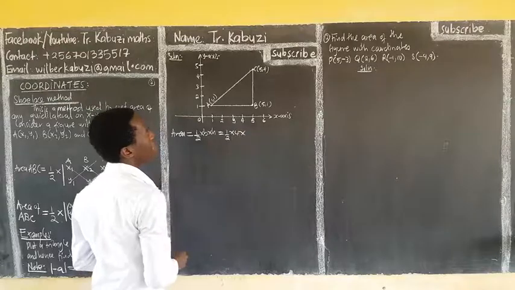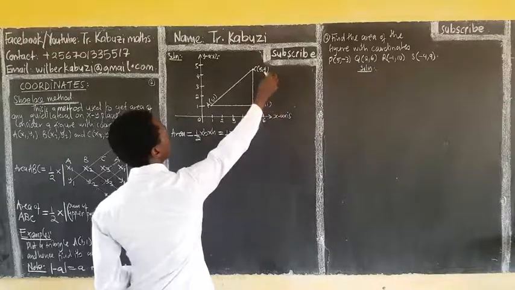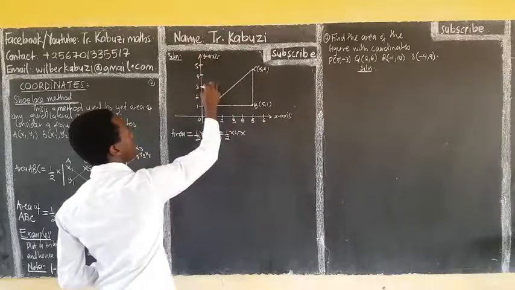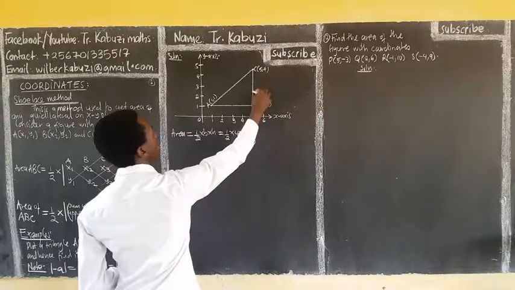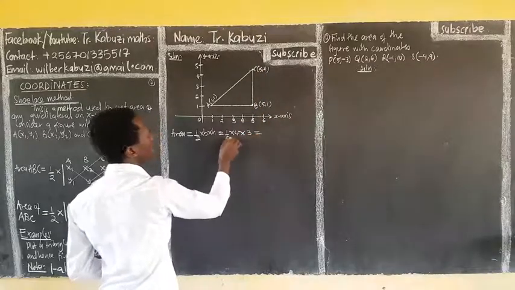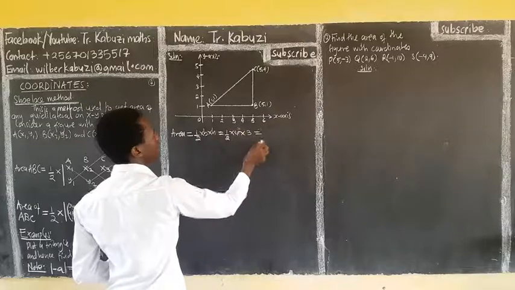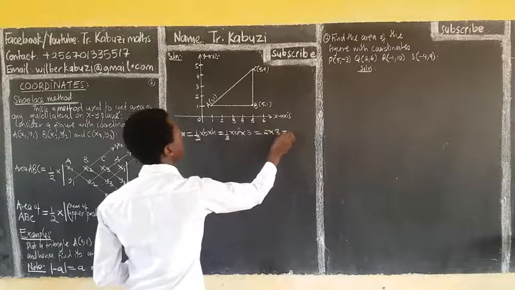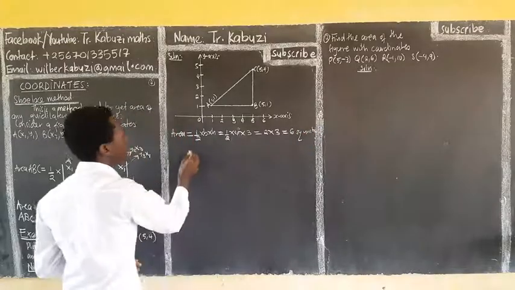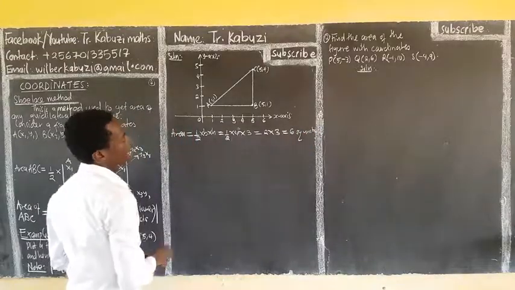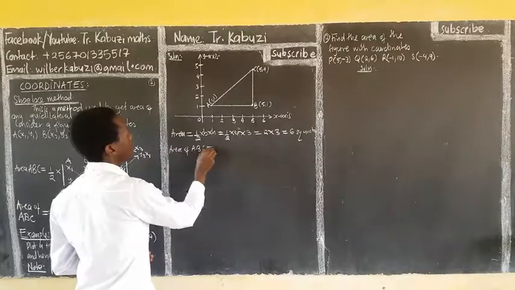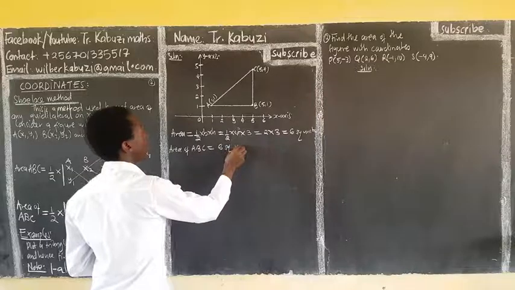Then times our height. Our height is from 1 to 4. We use the y now because it's going in the y. So 1, 2, 3. Or you count this side: 1, 2, 3. So times 3. This will be half times 4 times 3, which is 2 times 3. So that will be 6 square units. So that will be the area of this triangle ABC. So the area of ABC will be 6 square units.